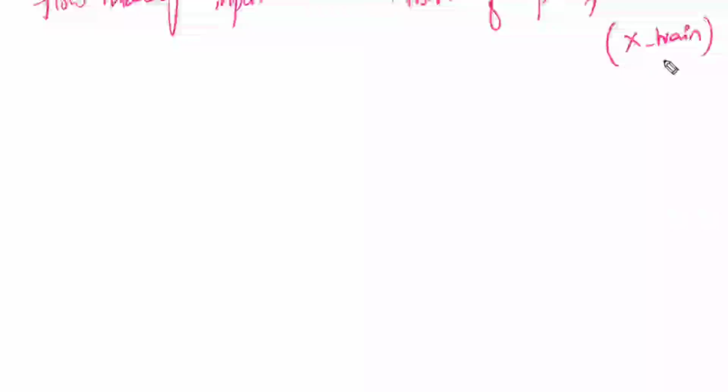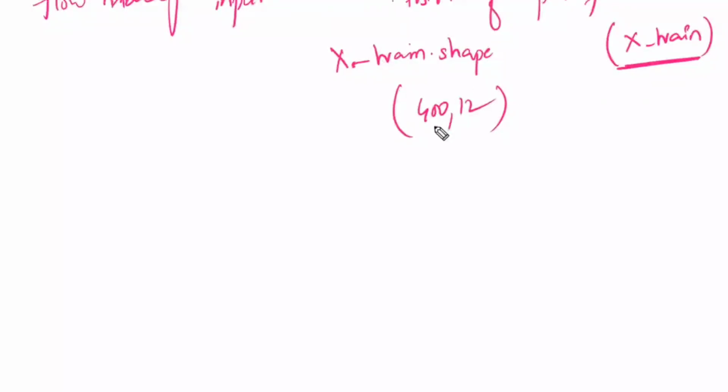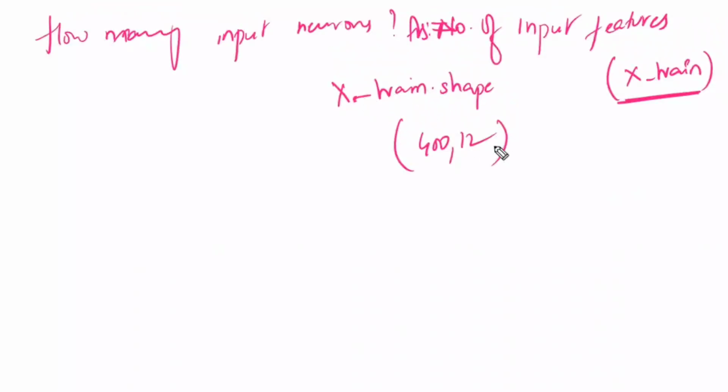X_train. In the X_train, what is the shape? X_train.shape gives the number of columns. Whatever the shape output is, for example, you get 400, 12. Now, what is meant by 400? Number of records. What is meant by 12? Number of features. Whatever you are using for training, 12 features, then you have to select 12 input neurons. You have to select those features you use for training, not the original raw data features.